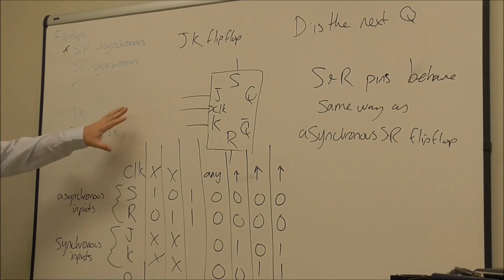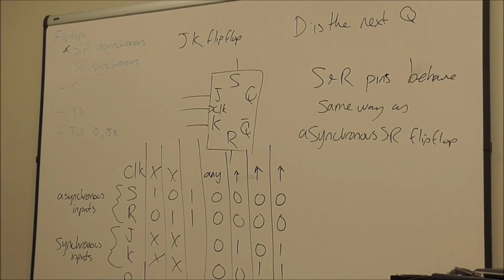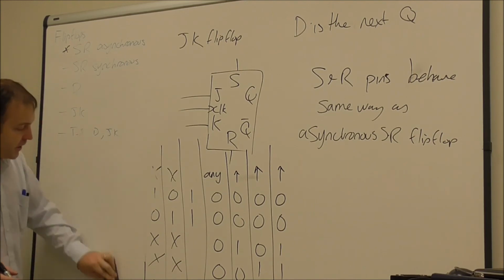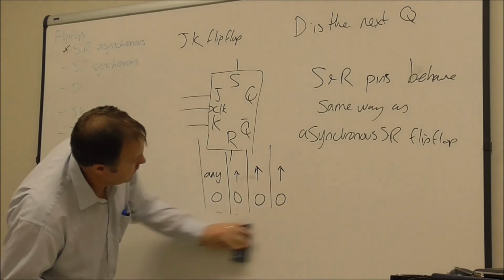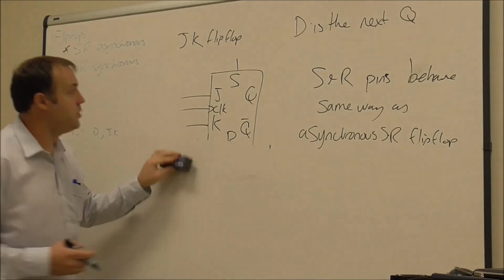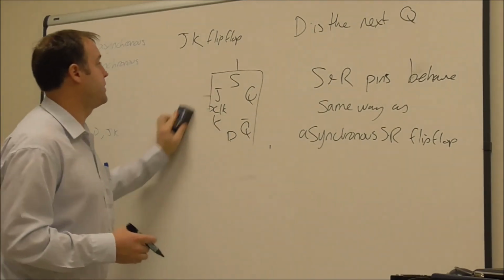Okay, now the final thing I want to cover here is the T-type. Now the T-type really isn't a particular type, you can't go out and buy a T-type flip-flop because they are made using either a JK type flip-flop or a D-type flip-flop.